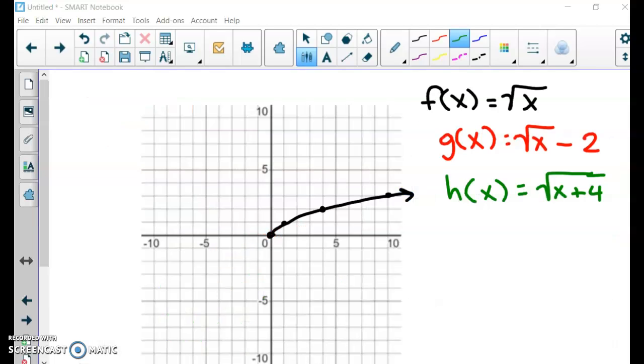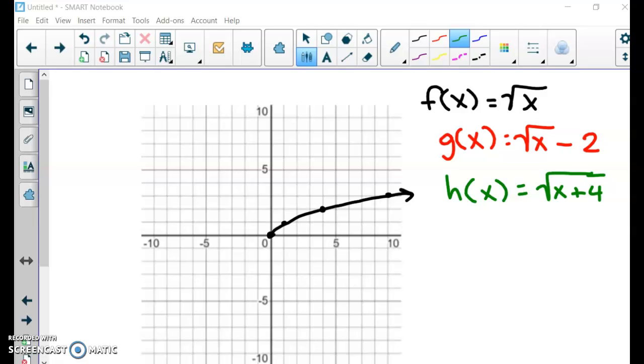Let's take a look at the graphs of the transformations of the square root function. So drawn right now is the square root of x. Our second equation, g of x, is the square root of x minus 2. That minus 2 on the outside, how would that affect the graph? Would it move up, down, left, or right?